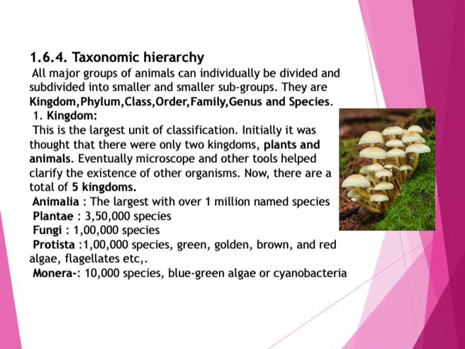Animalia, the largest with over 1 million named species. Plantae, 350,000 species. Fungi, 1 lakh species. Protista, 1 lakh species, green, golden brown and red algae, flagellates, etc. Monera, 10,000 species, for example, blue-green algae or cyanobacteria.